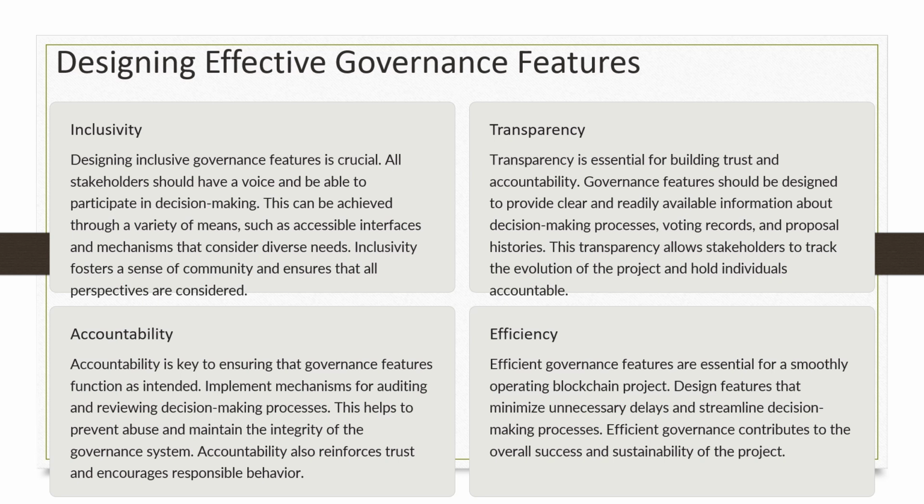When designing governance features, inclusivity, transparency, accountability, and efficiency are key considerations. Inclusivity ensures that all stakeholders have a voice in the decision-making process, fostering a sense of community. Transparency builds trust by providing clear information about decision-making processes, voting records, and proposal histories. Accountability ensures that the governance mechanisms function as intended, with mechanisms for auditing and reviewing processes. Efficiency is essential for minimizing delays and streamlining decision making, contributing to the project's overall success and sustainability.